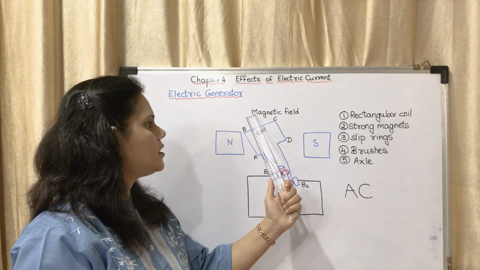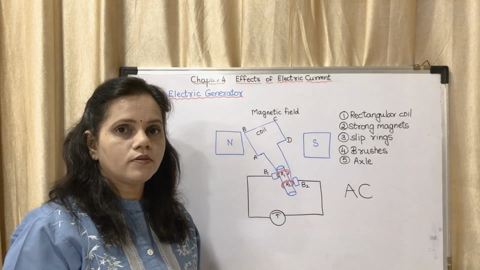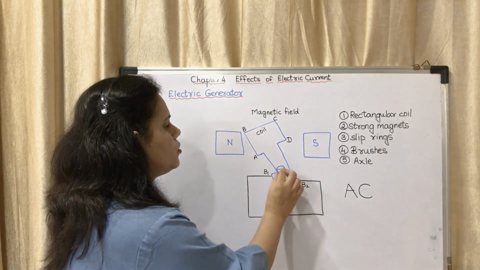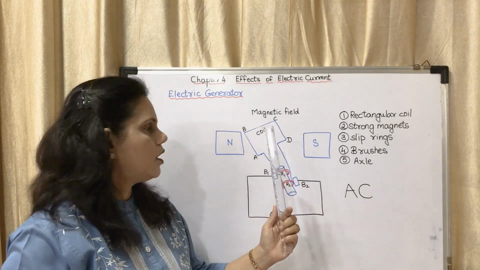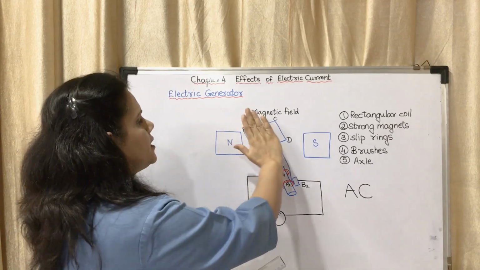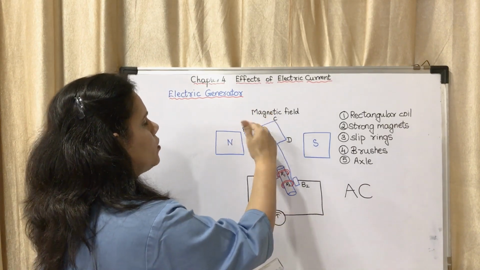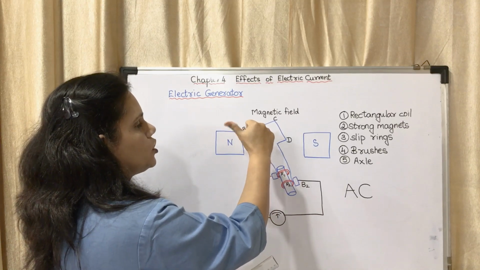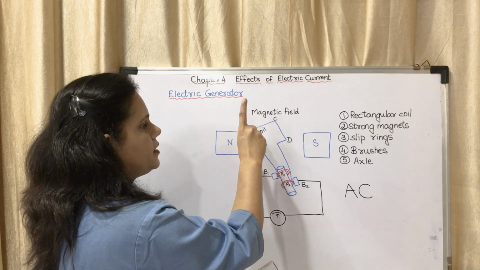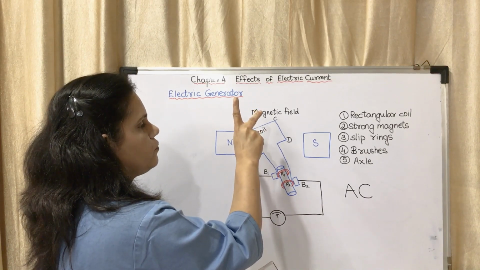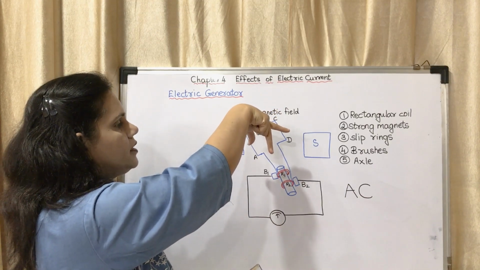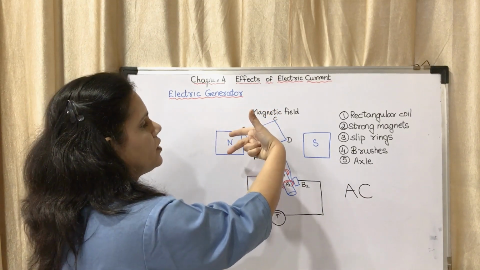So when it is moving, how is it moving? I told you, with the help of a turbine. This axle is moved. As the axle moves, this coil also moves. When it is moving, you may see it is moving in this direction. That means this is the motion of conductor, this is the magnetic field, and this will be the direction of current.